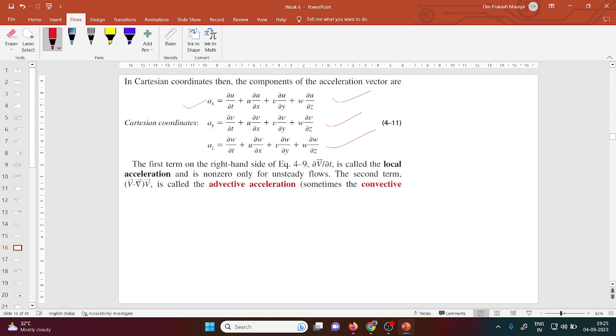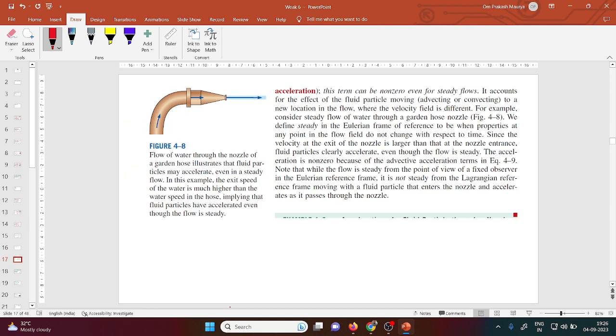One thing is here also. The first term of the right hand side of equation 4.9, that is del v by del t, is known as the local acceleration, and it is non-zero only in unsteady flow. When the flow is steady, this will be zero; when unsteady, this will be not zero. And the second term is known as the advective acceleration, or sometimes the convective acceleration. So here is what is important: this term can be non-zero even in steady flow.